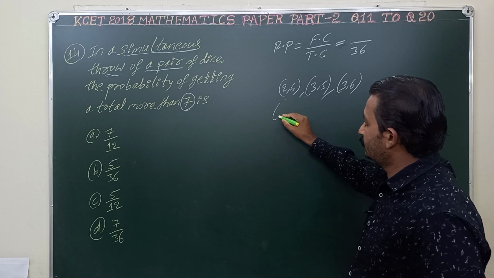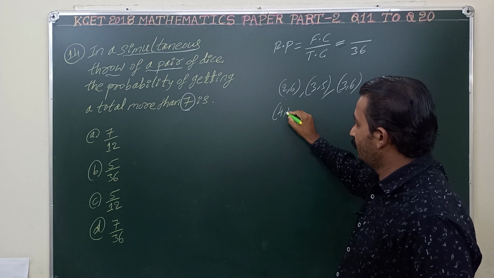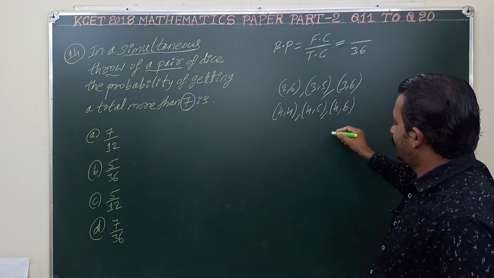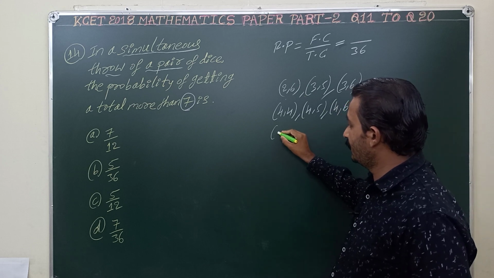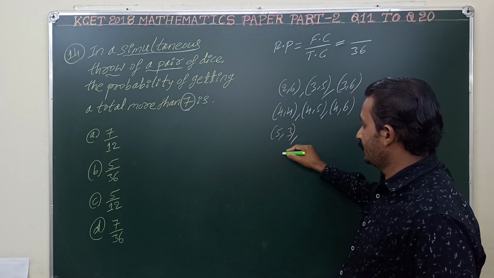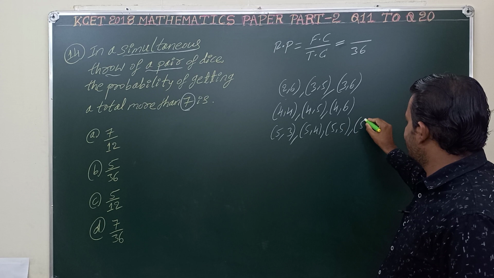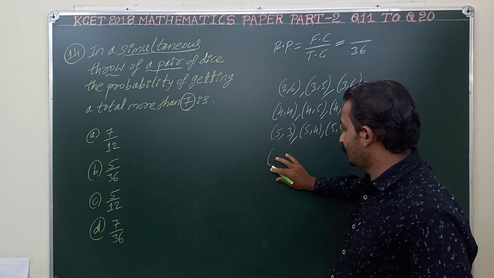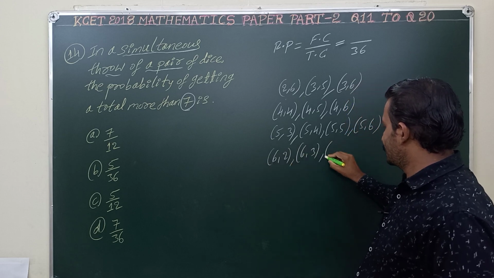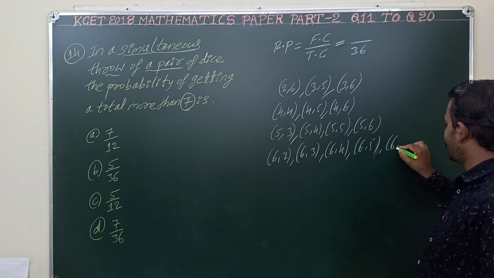Next, the fourth row: 4 1, 4 2, 4 3, 4 4. 4 4 is a favorable case, 4 5, 4 6. Next, the fifth row: 5 1 not favorable, 5 2 also not favorable, 5 3 is favorable, 5 4, 5 5, 5 6. Next, the last row: 6 1 is not favorable, 6 2 is favorable, 6 3, 6 4, 6 5, 6 6. These are the favorable cases.